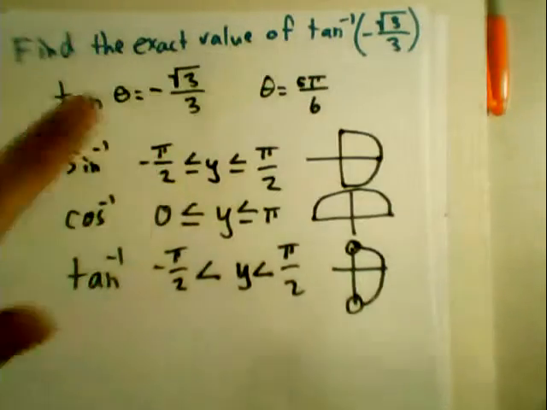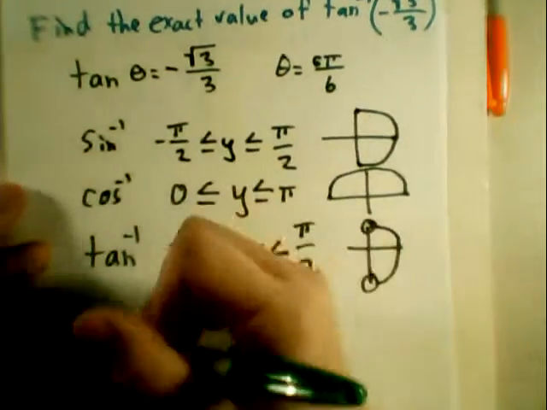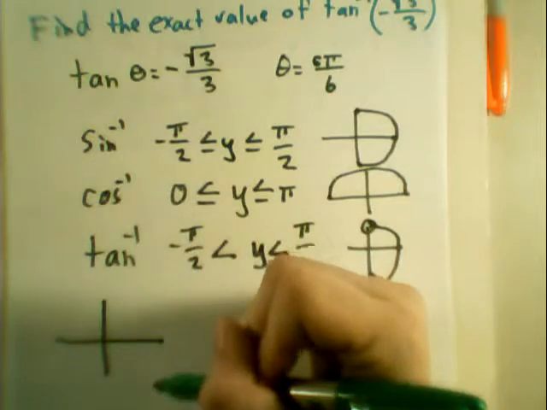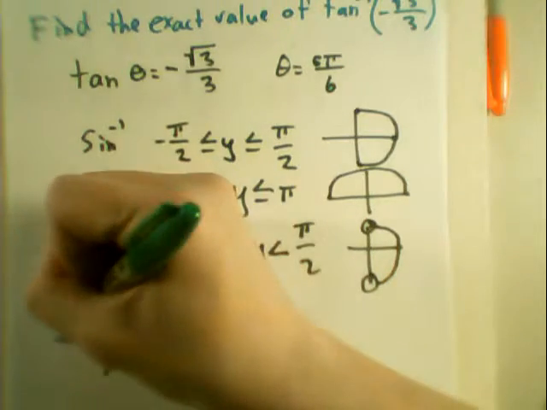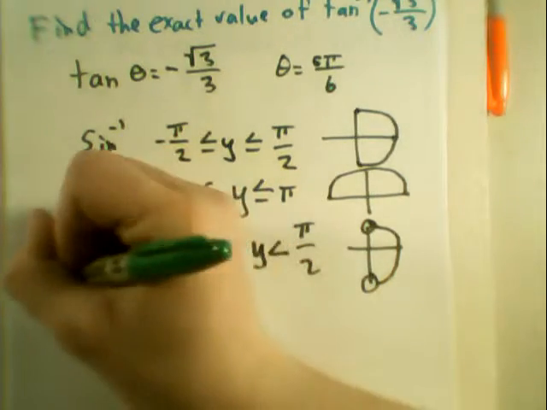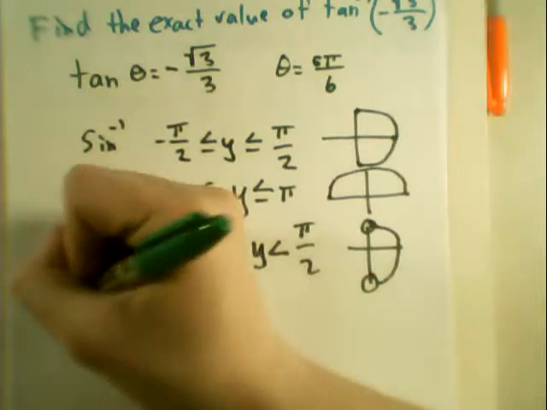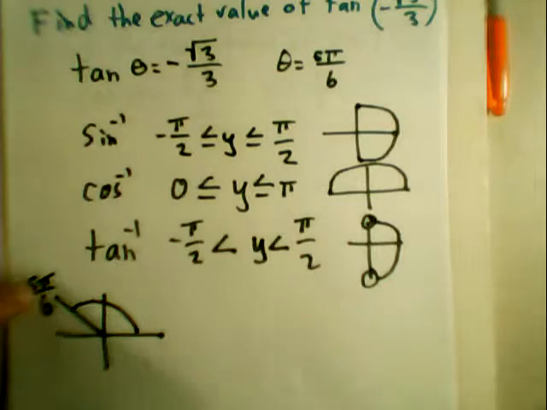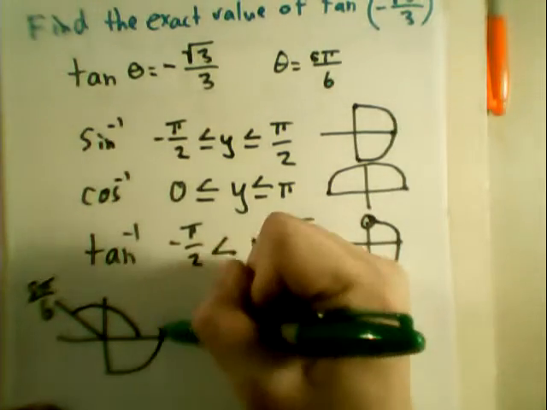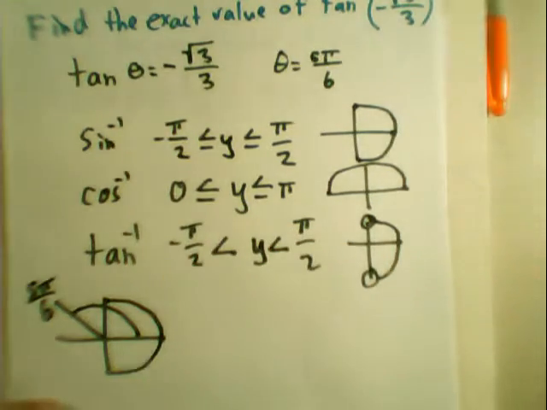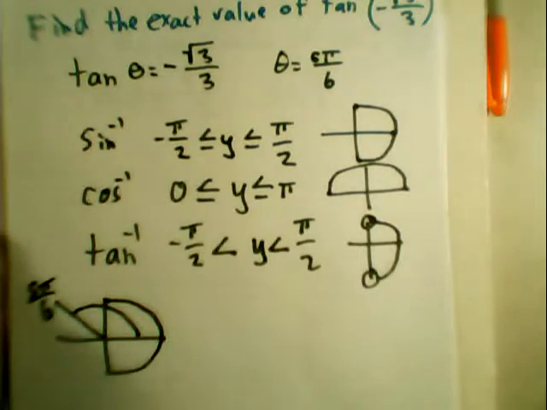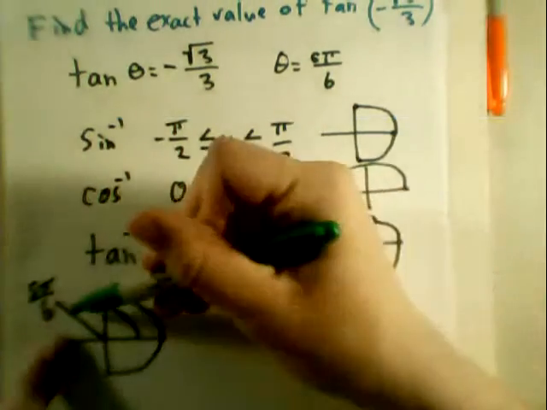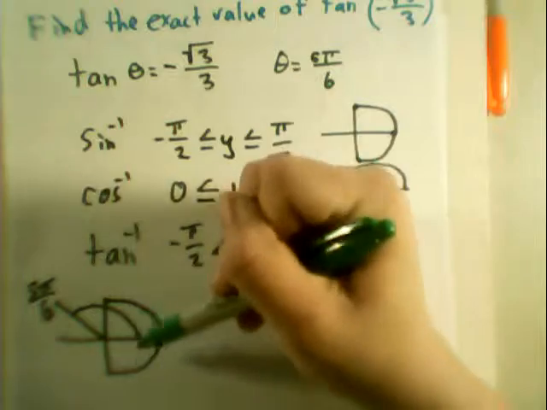So to solve this one, we know that that's our angle, so let's draw it on the triangle, or on our unit circle. And that's over here. 5 pi over 6. But we need tangent to be somewhere in here. So we got to get this value into one of these quadrants.